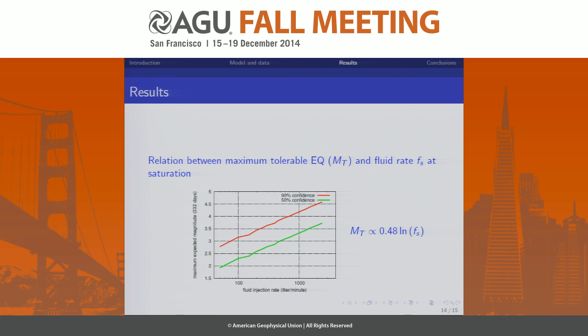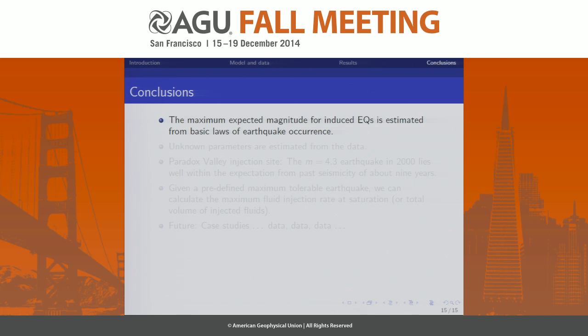For example, if we want at maximum a magnitude 3 earthquake, and we impose 90% confidence, then we go from magnitude 3 to this red curve and select the appropriate value on the horizontal axis, and find about 70 liters per minute, which is the maximum rate at saturation which must not be exceeded in this sense. Okay, I come to the conclusion.